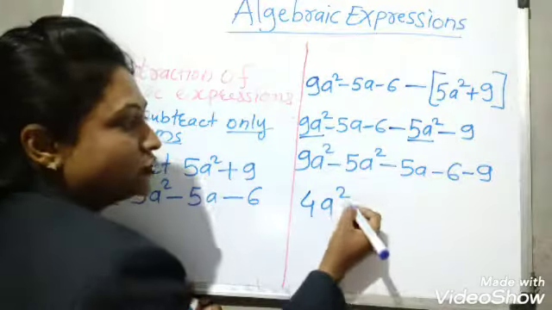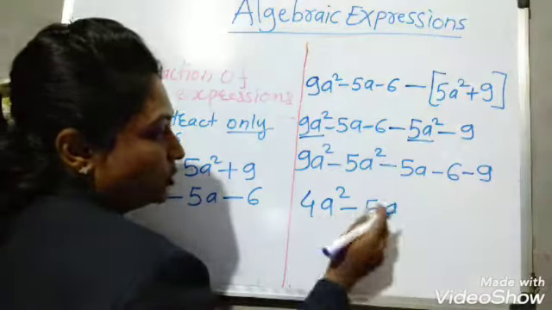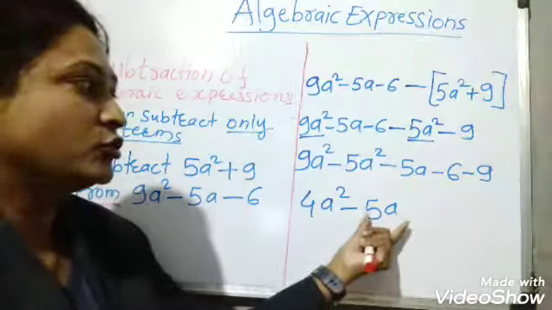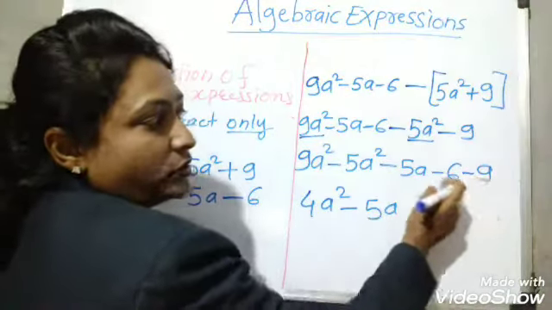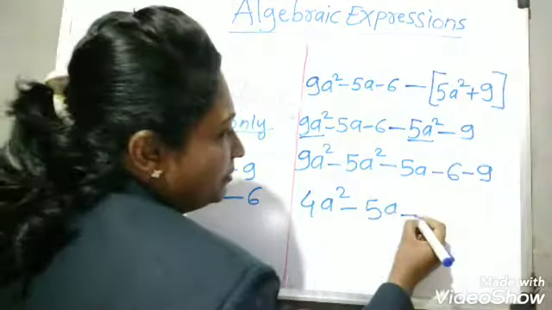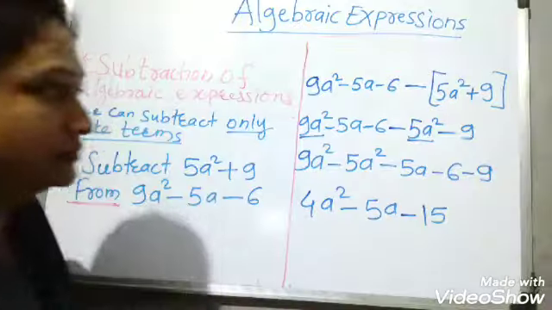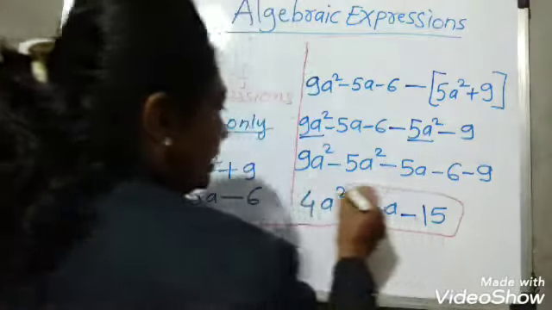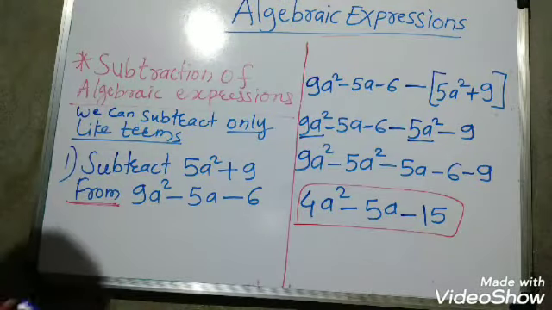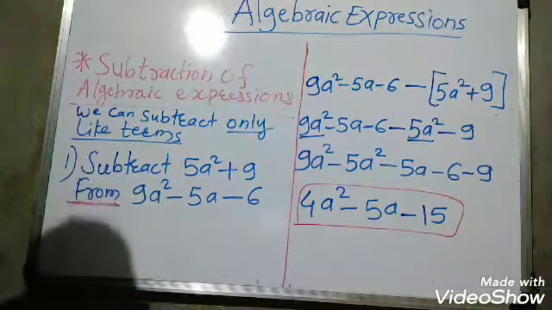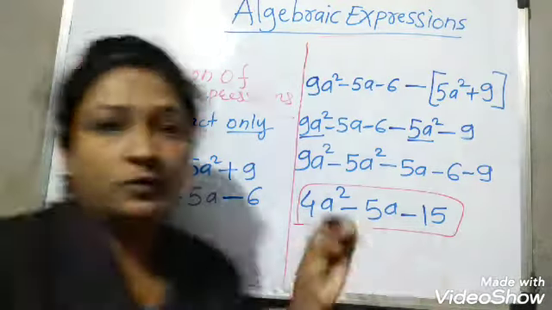5a does not have any pair, so you keep as it is, because our rule is that we can add only like terms, so it does not have any like term pair, so 5a as it is. And now here both have the same sign, so addition: 6 plus 9 is 15, minus 15. So your answer is 4a square minus 5a minus 15. But don't add 4a square and minus 5a. Why? Because they are not like terms. We can add and subtract only and only like terms.